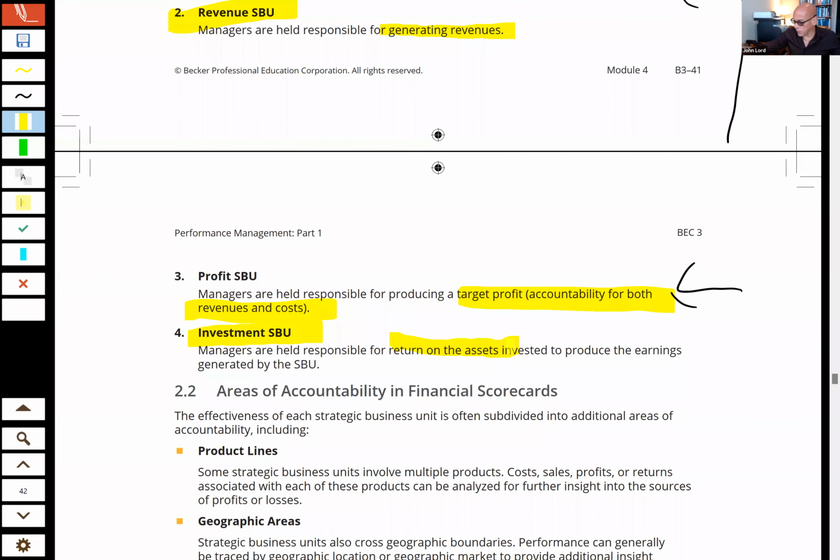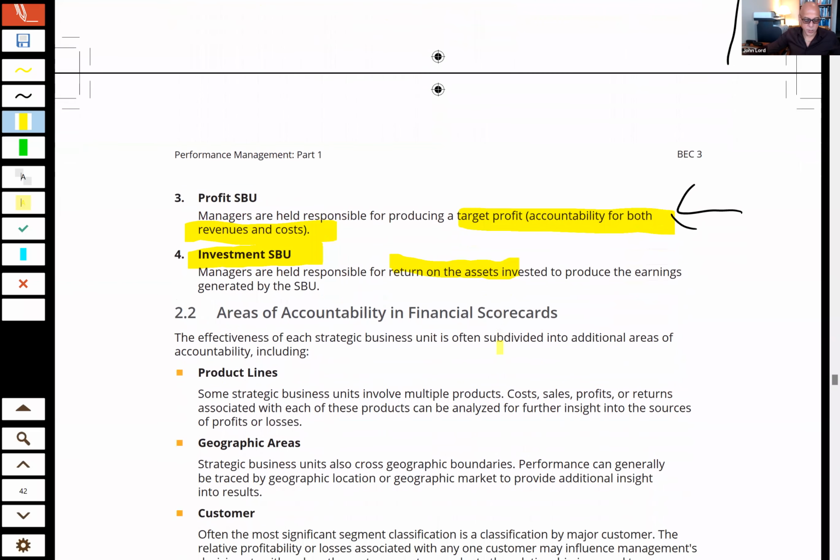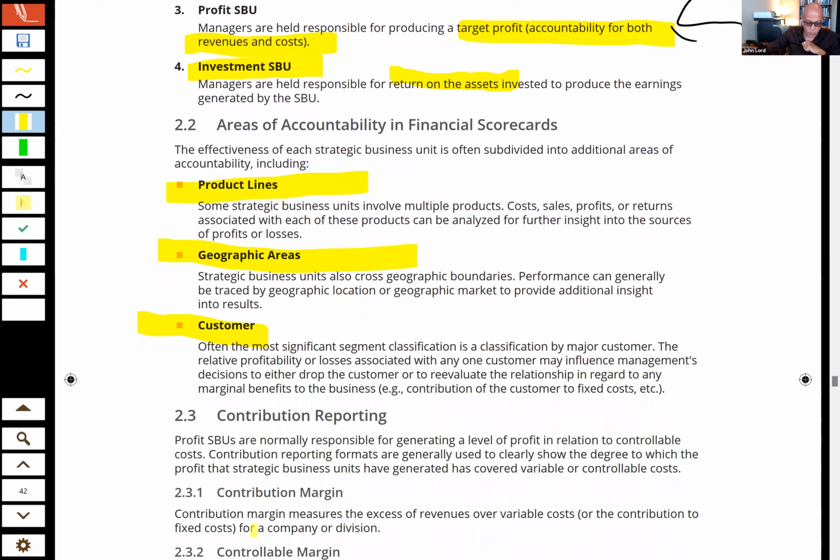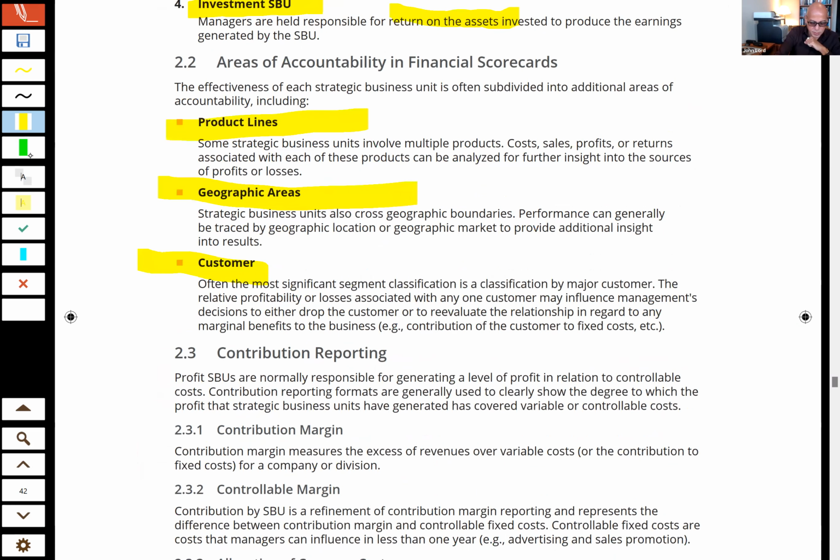Now you come over and we can really do this in a grid manner, where you have the segments, but then you can also look at these by product line, geographic areas, customer, etc. What we will use to analyze these strategic business units is their contribution margin. Contribution margin is the excess of revenue over variable costs.